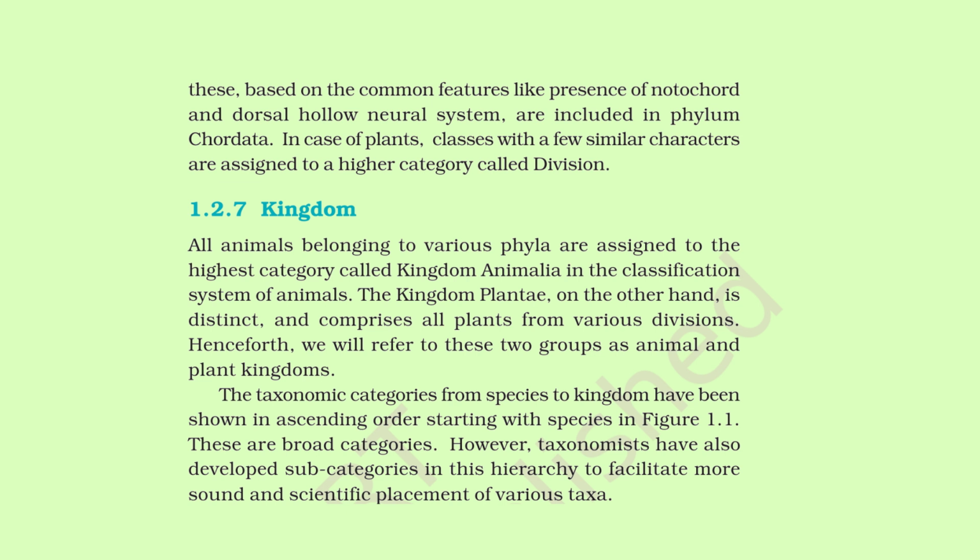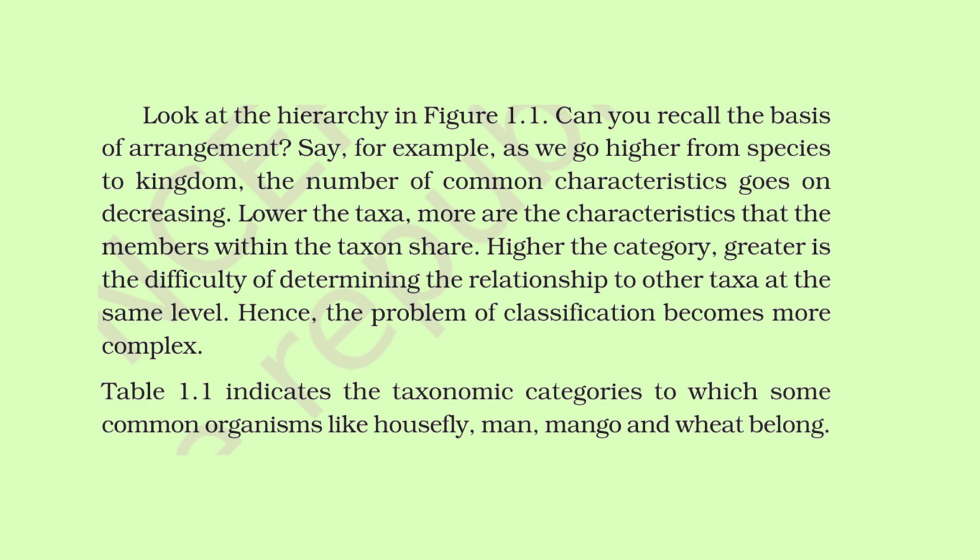The taxonomic categories from species to kingdom have been shown in ascending order, starting with species, in Figure 1.1. These are broad categories. However, taxonomists have also developed subcategories in this hierarchy to facilitate more sound and scientific placement of various taxa. Look at the hierarchy in Figure 1.1. Can you recall the basis of arrangement?